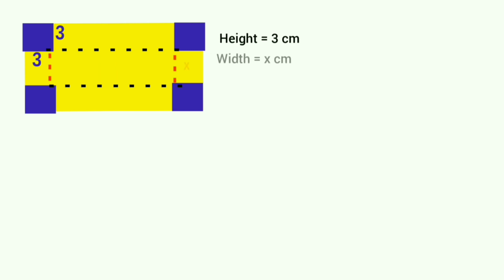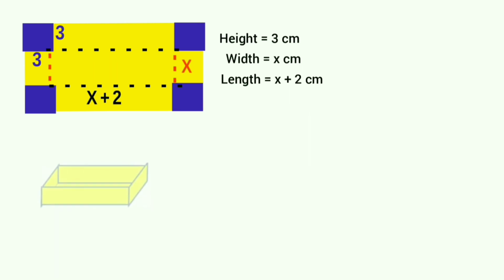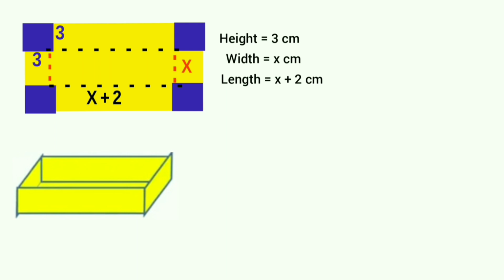Let's solve this problem one by one. This is the box I have. Then I will cut 3 by 3 square centimeters at each end, and then shape the box by folding. Here we can see that the height of the box is 3 centimeters. We will assume the width of the box is x, so the length of the base is x plus 2. This is the box I have already folded. We already know that the volume of the box is 105 cubic centimeters.